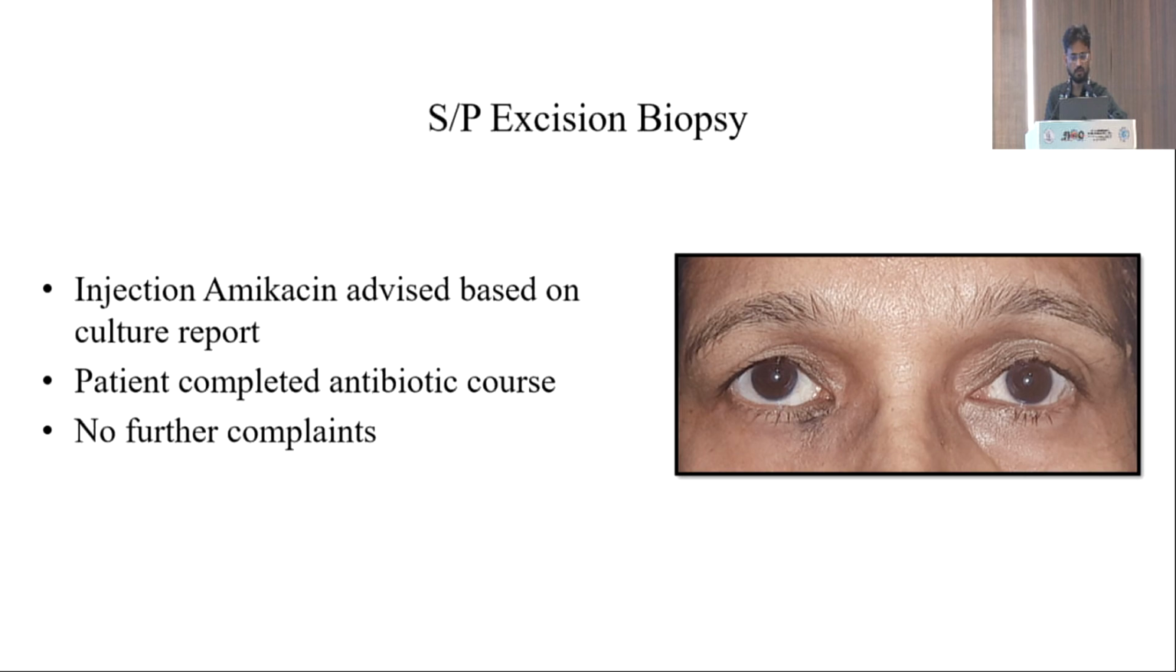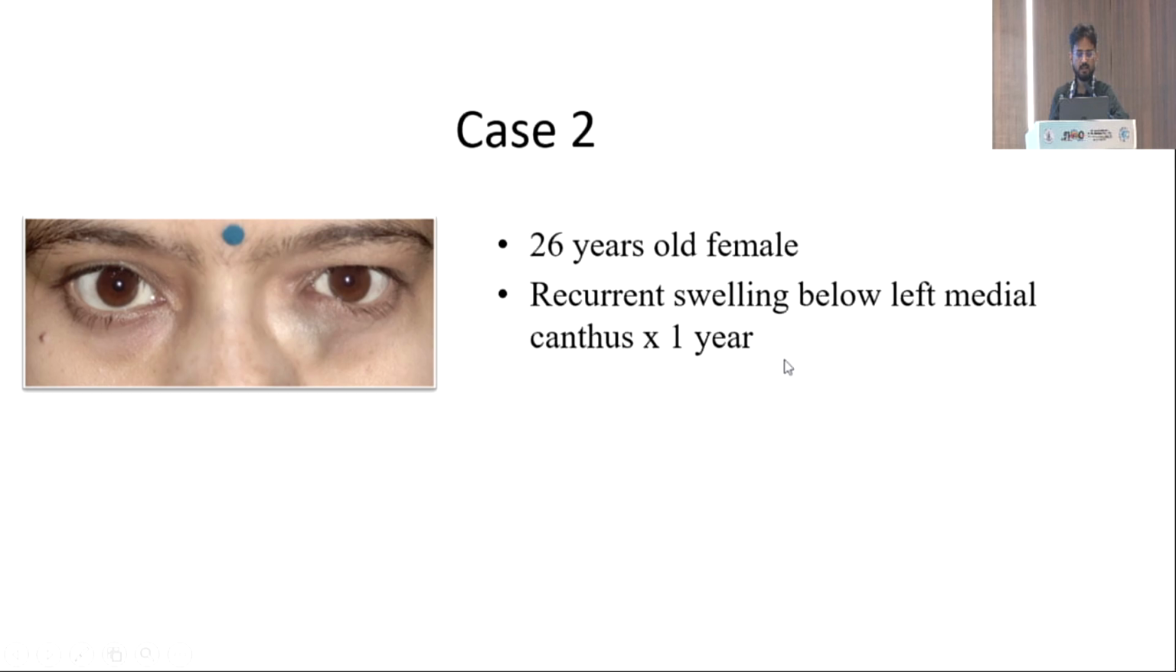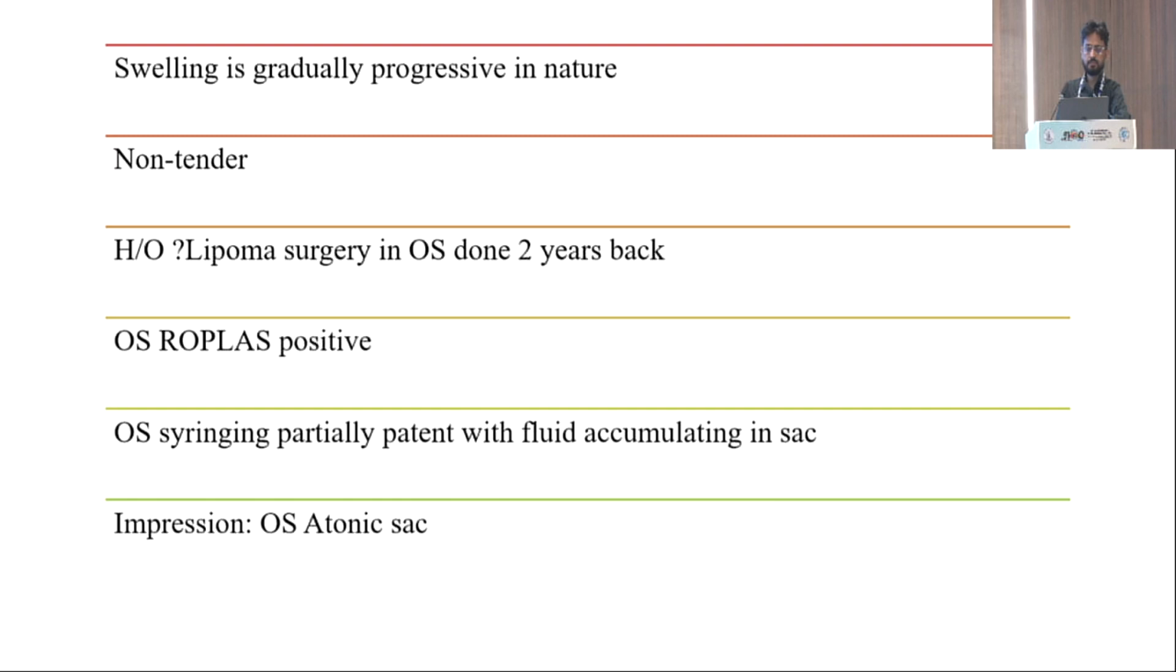Another case, a young female, history of recurrent swelling below the medial canthus for the past 1 year. The patient had been diagnosed with lipoma elsewhere and advised surgery, and the swelling is progressive and non-tender. ROPLAS was positive in this case, but syringing was partially patent with fluid accumulating in the sac area, which is a typical thing that we get in any case of atonic sac. So we thought it's a case of atonic sac.